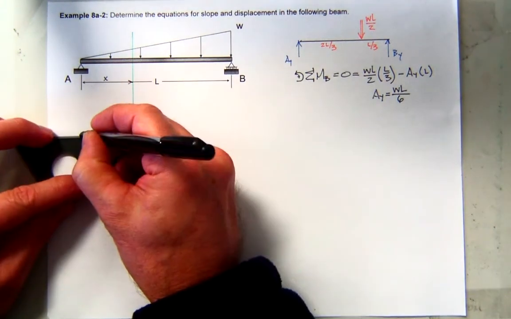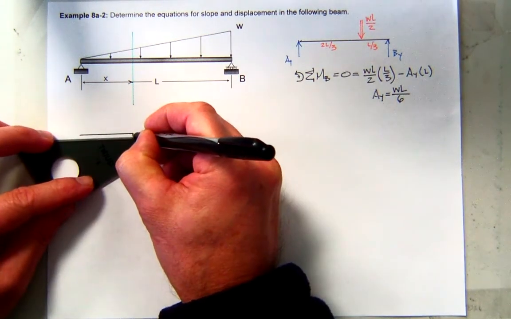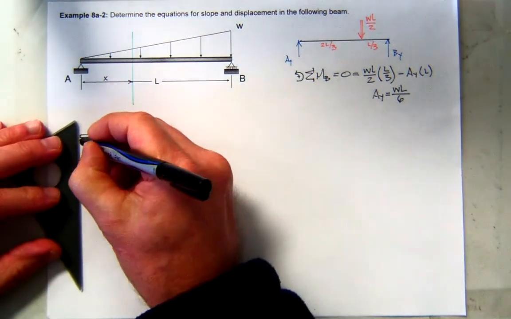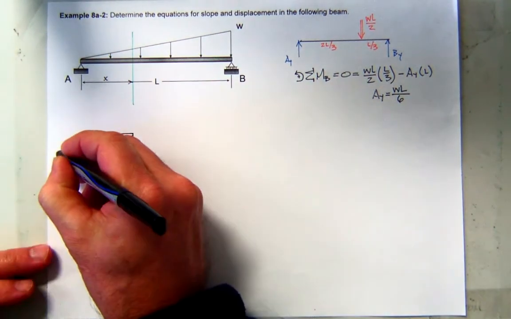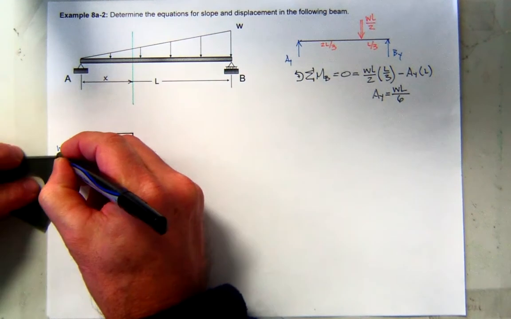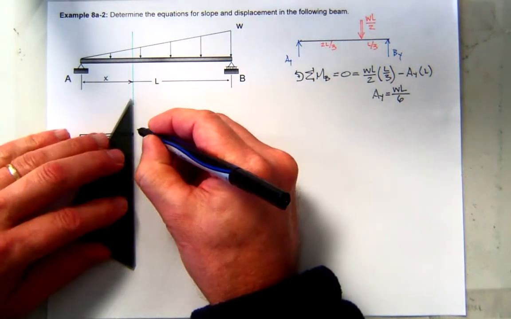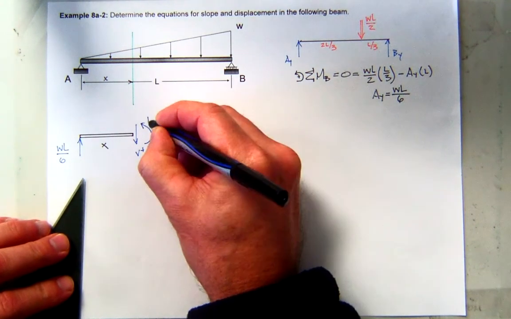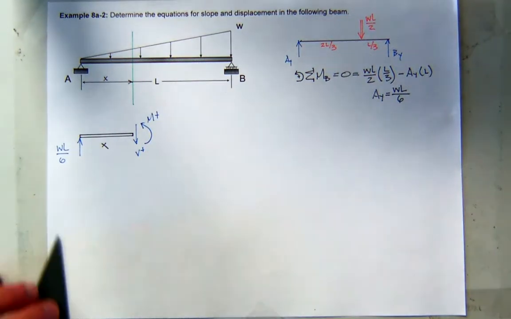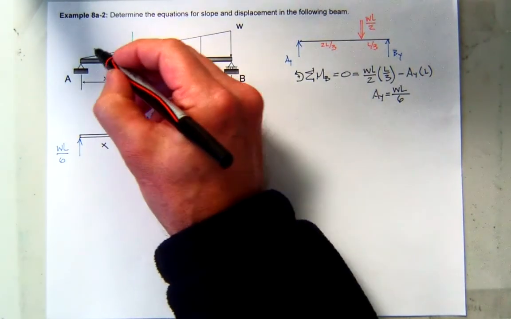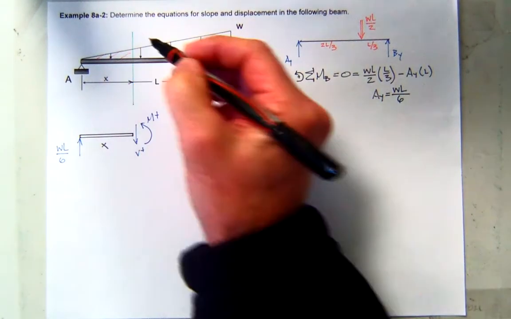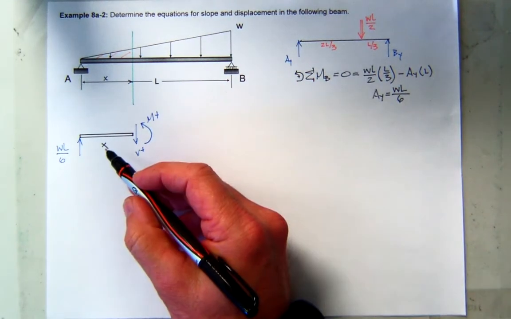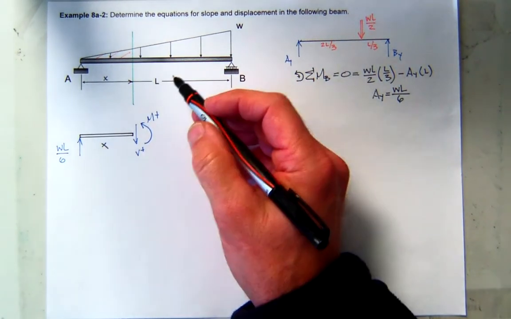Okay, now that we've determined that, let's cut our structure at some distance x. We know our reaction at AY is WL over 6. At the cut, we have a shear force and a bending moment. And now we need to resolve this triangular load here. We've already talked about it. We know that it's 1/2 base times height. So 1/2 base x times height. Ooh, what's the height?